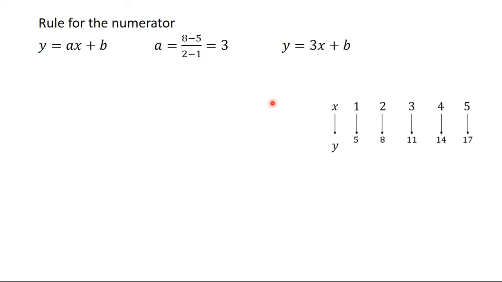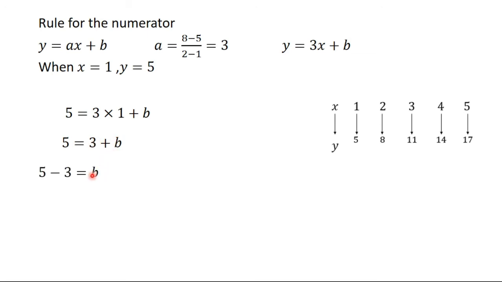To find b, we pick an element and its image, then we can use it to find b. So I'm picking the first one. When x is equal to 1, y is equal to 5. So this is going to give us 5 is equal to 3 times 1 plus b, since y is 5 and x is 1. So this is going to give us 5 is equal to 3 plus b, and b will be 5 minus 3, so b is equal to 2.